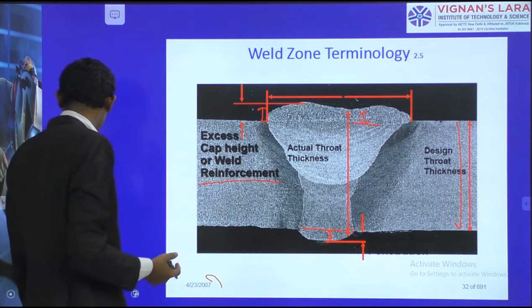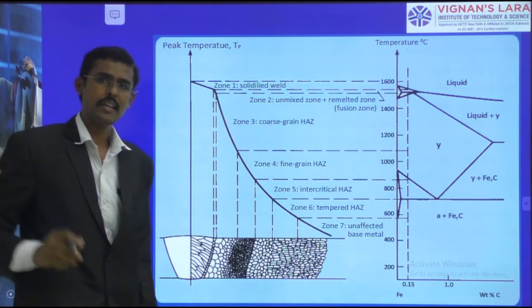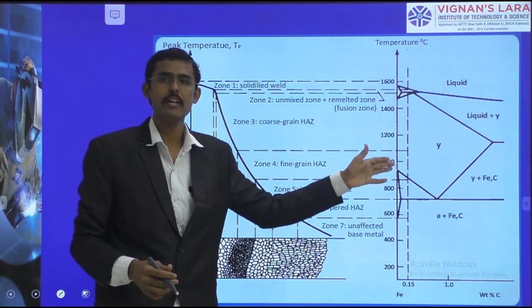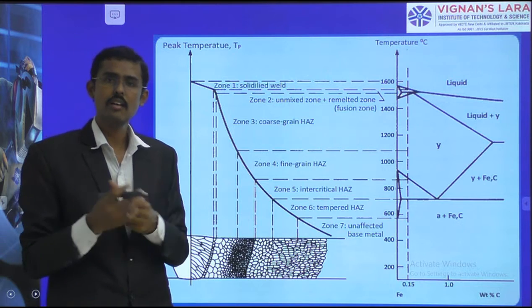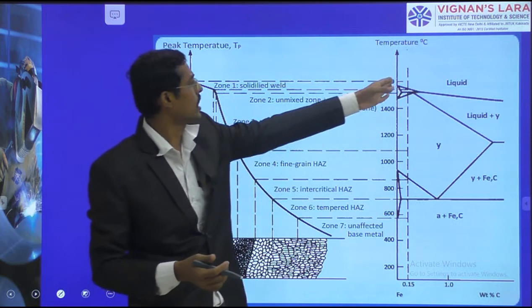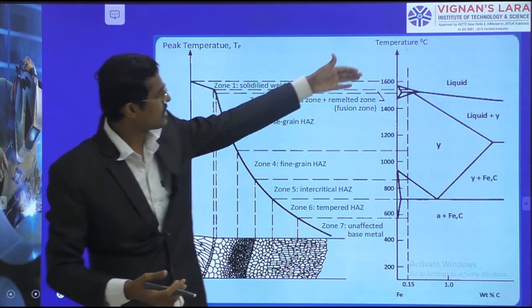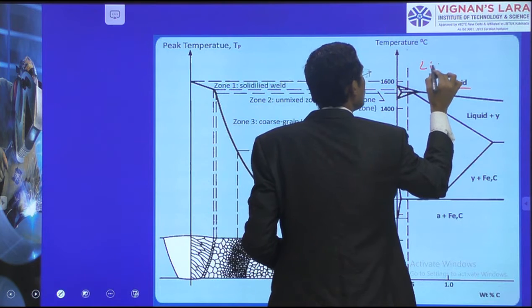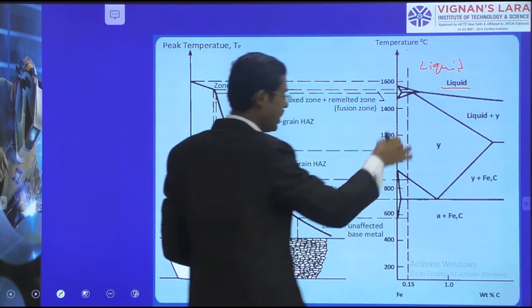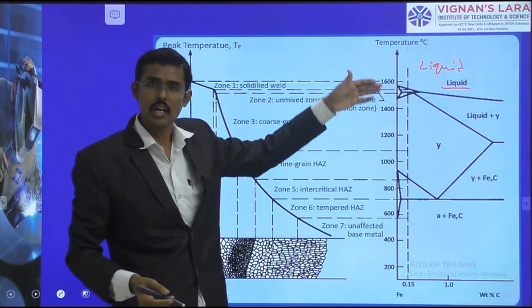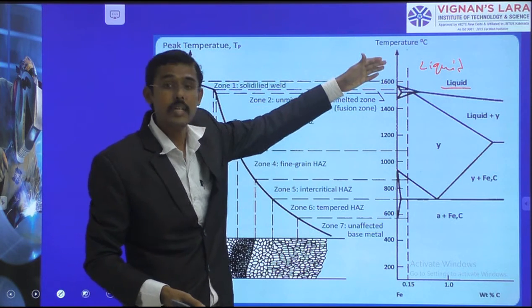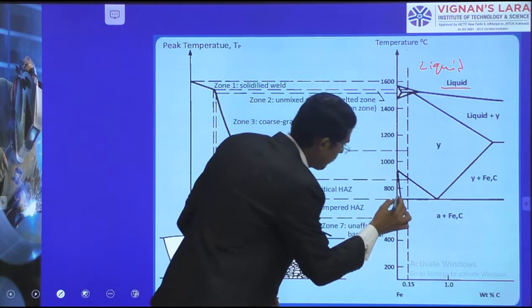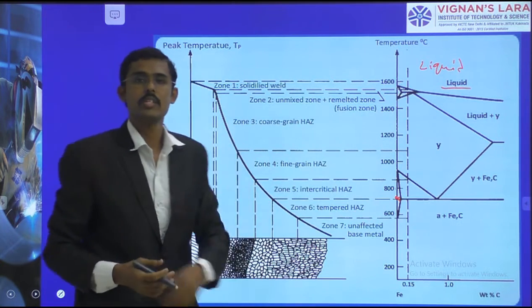Now we are coming to the heat affected zone. I am comparing these heat affected zones with our iron carbide phase diagram. For steel, we know the melting point is around 1550, and when it is coming down, here it is a liquid zone. When it is coming down from the liquid, it is converted into austenite. It means it has started to solidify. And then after austenite, we have the ferrite zone, and then it comes down to room temperature.